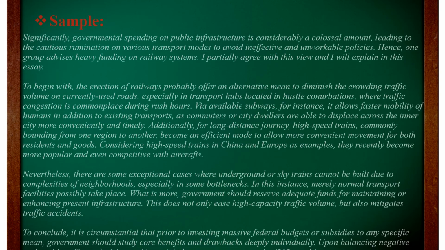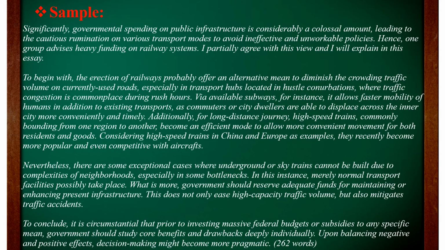Okay, now let's have a look at my full-length writing sample. Please pause the video to read it and identify how I approach this task effectively.